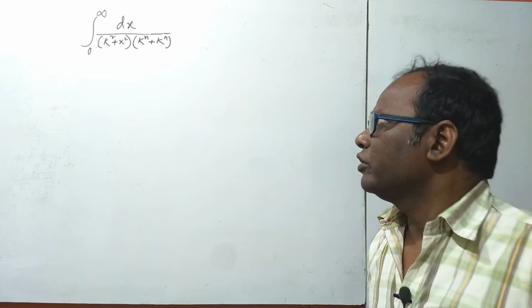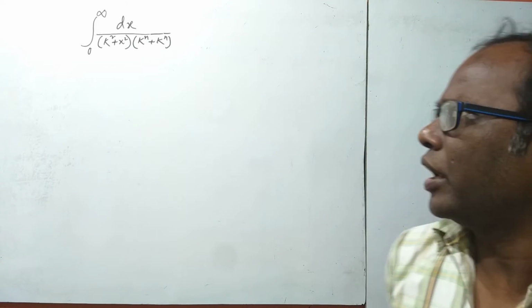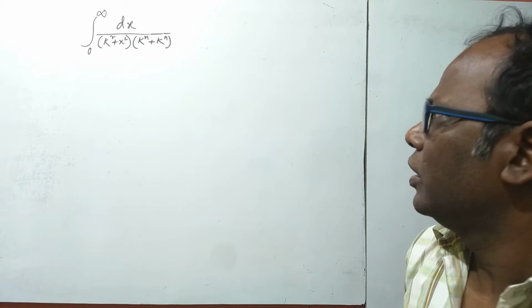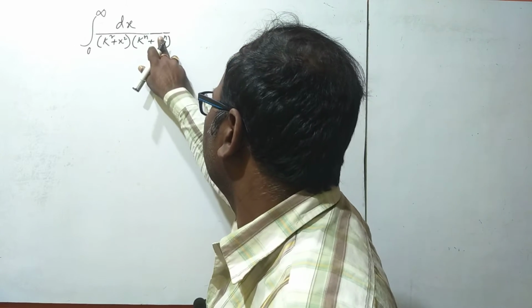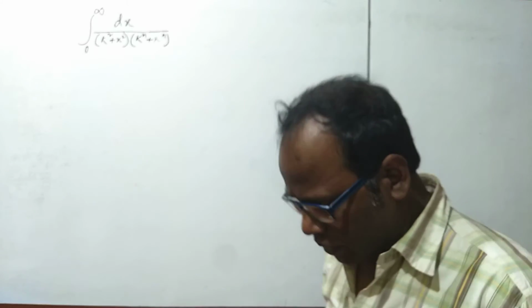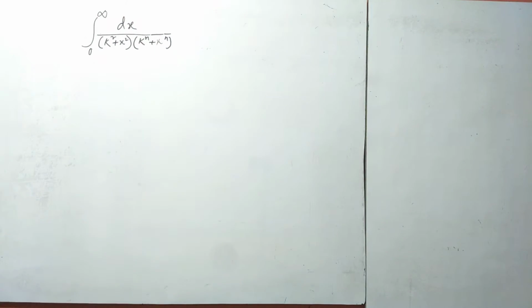Here is a challenging problem: the integral from 0 to infinity of dx over (k square plus x square) times (k to the power n plus x to the power n). Okay, so this is your x to the power n. Now solving it by a technique.